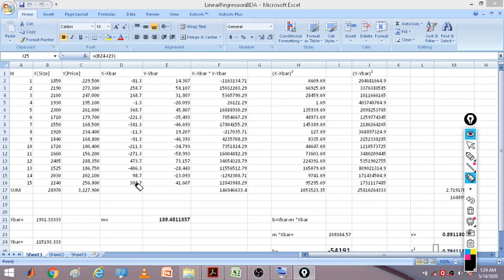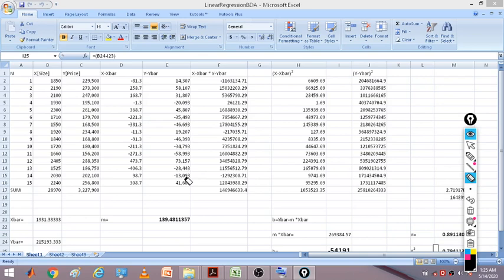Similarly, we have done that for the values of y also. So y minus this value, we get this one. So y minus y bar. Again y minus this value, we get this one. So similarly we have done it for all. Now we wanted to calculate the coefficient of correlation R.